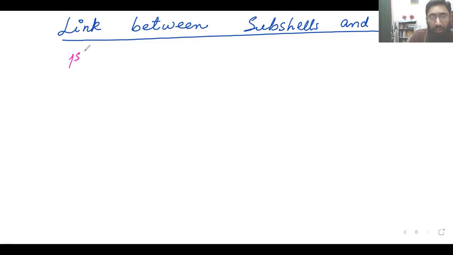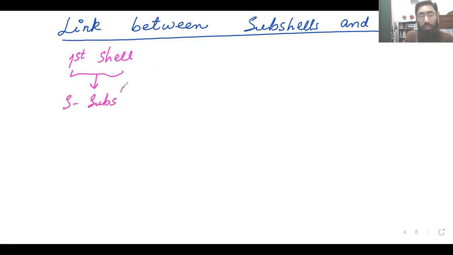There is a first shell. Remember, the first shell has only one subshell, and that is the S subshell. Then there is a second shell, as the name indicates. It has two subshells.